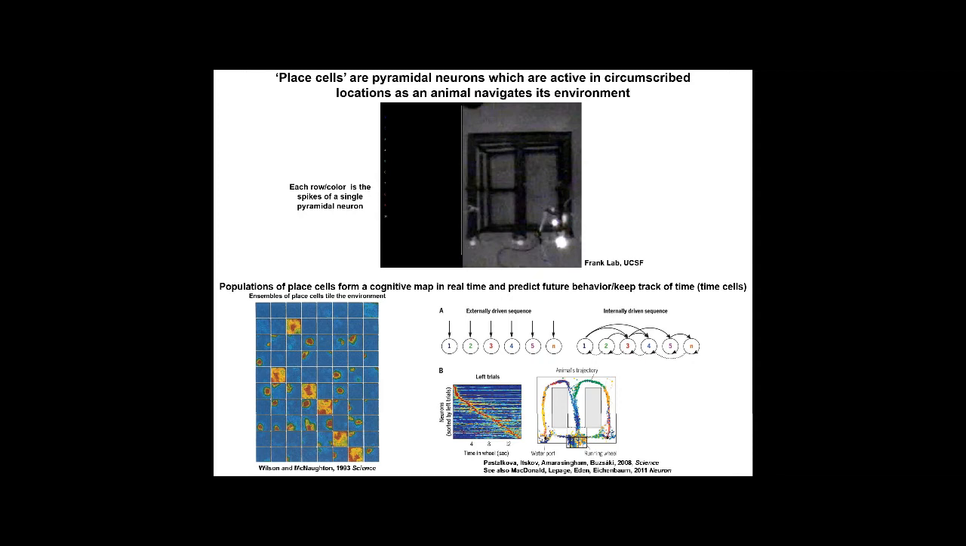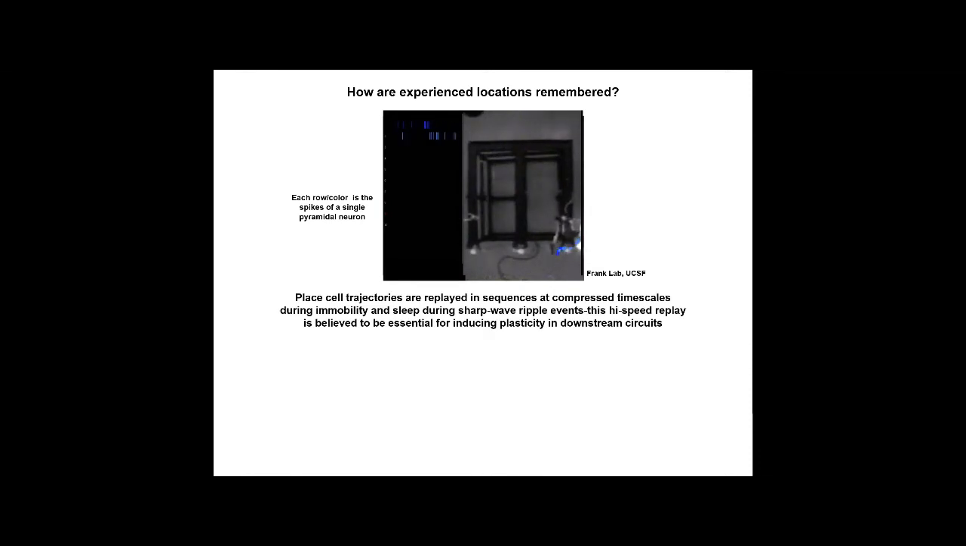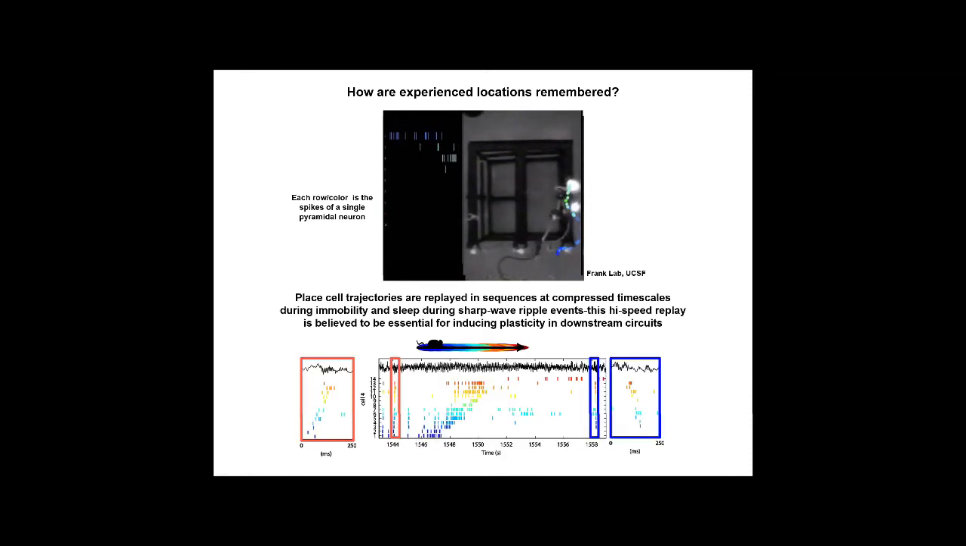And so this is a clue that the local circuitry in CA1 has to do something special in terms of generating these sequences. And so obviously hippocampus is very implicated in memory. So how these places are remembered. To get an idea of that, we have to wait until the rat stops running.